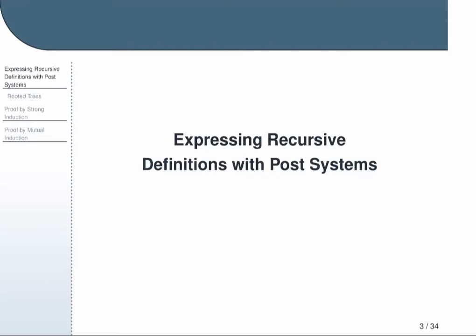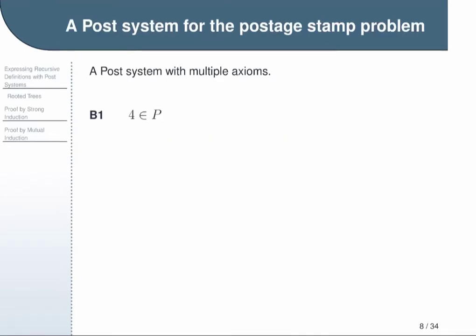Now, remember, the definition that we gave for a post system does not place any limit on the number of axioms or other inference rules that we have in a system. So we can easily define a post system with multiple axioms. And we're going to do one here that's related to a postage stamp problem, which you might have seen if you read Rosen's discrete math textbook.